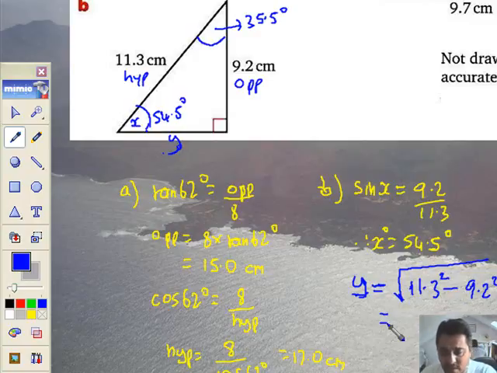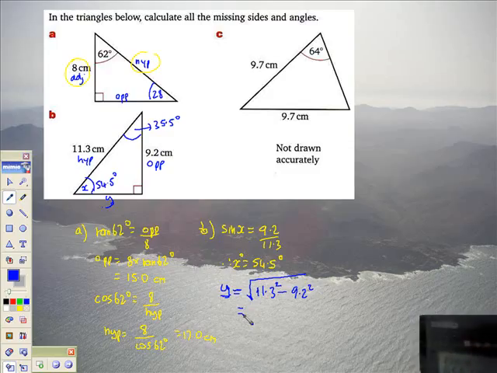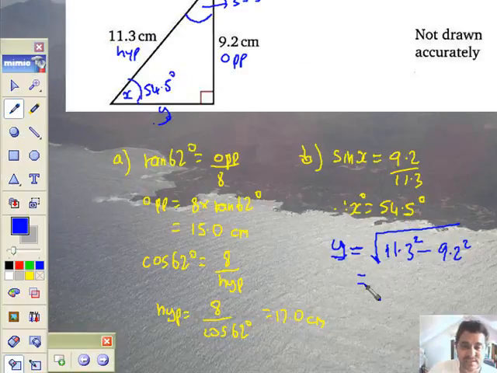So let me just do that on my calculator now. I've got 11.3 squared, take away 9.2 squared. Just put that into my calculator. We'll press equals, get a number that means nothing. When I square root that number, I will get 6.56, which is 6.6 centimeters.